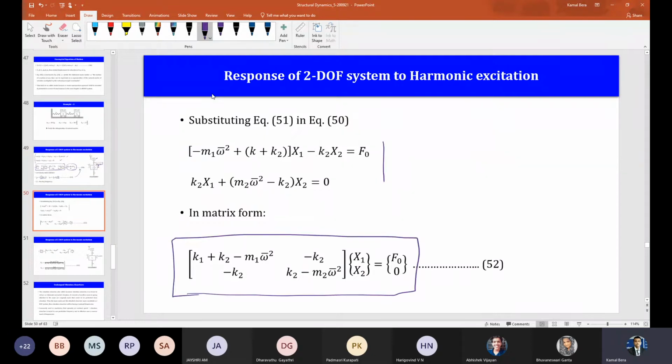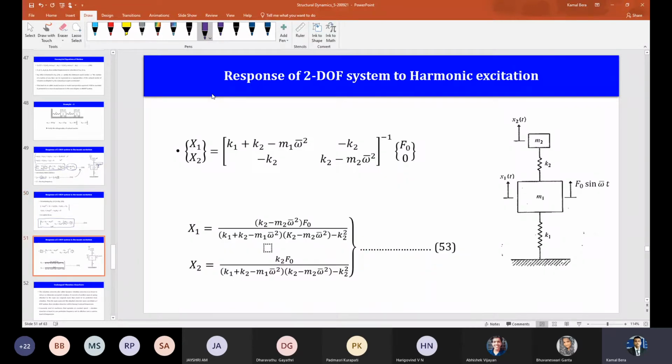Now how to find this? X1, X2 I can find by inverting this matrix. That is what is written here: X1, X2 equals the inverse of this into F1. By inverting it, I can write X1 as this, X2 as this. These are the amplitudes of the main mass and the secondary or absorber mass, that is m1 and m2. This is the amplitude of the motion. These are in terms of K2, M2, omega bar, F naught, all those things.